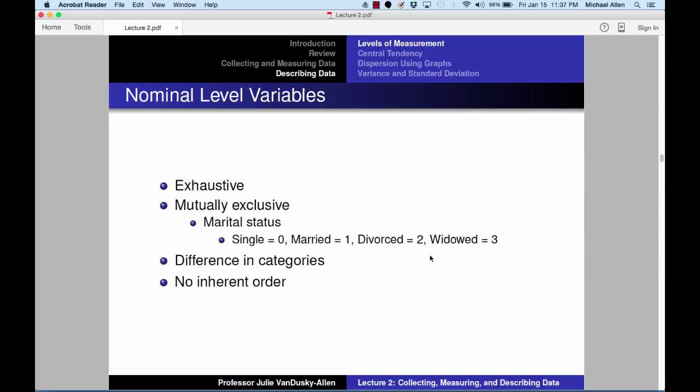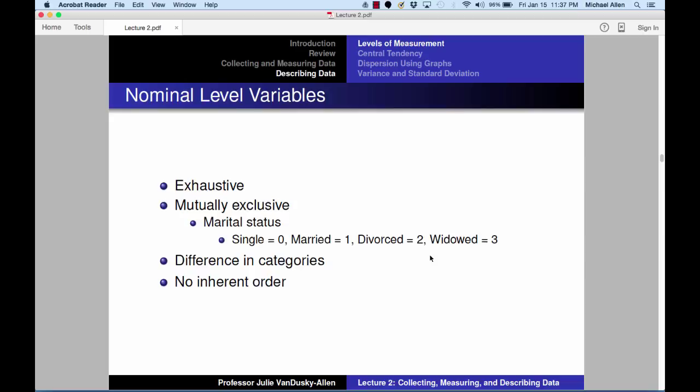In a nominal level variable, we divide our subjects into different categories. The categories are exhaustive in the sense that we included all possible categories. The categories are also mutually exclusive. If a subject in our dataset can fit in one category, they cannot fit into another category.